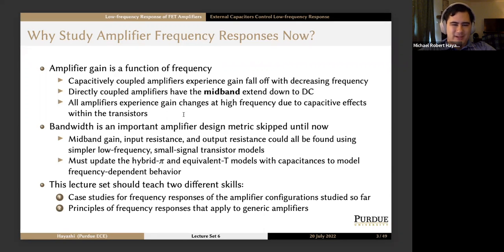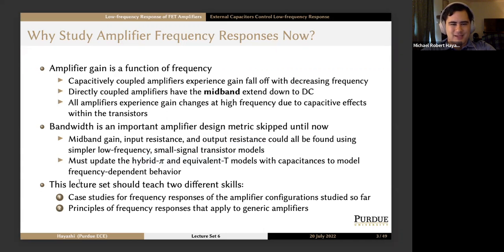So bandwidth is an important amplifier design metric we have skipped until now. We already talked about mid-band gain, input resistance, and output resistance. And we were able to get by with simpler low-frequency small signal transistor models. You remember the hybrid pi model and the equivalent T models? Well, those were our, quote-unquote, low-frequency small signal transistor models. They also work at middle frequencies too, but they're just lower than, say, hundreds of megahertz or gigahertz range models. So we're going to have to update our hybrid pi and equivalent T models with capacitances to model frequency-dependent behavior.